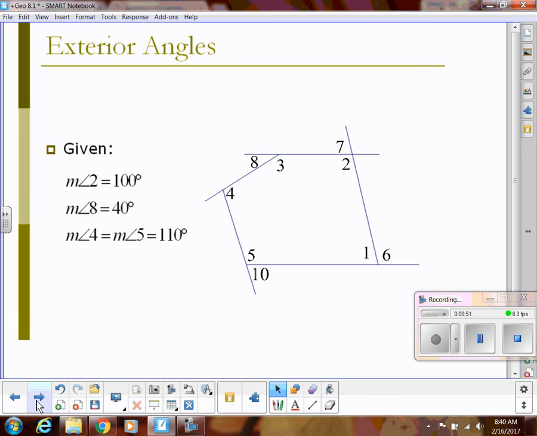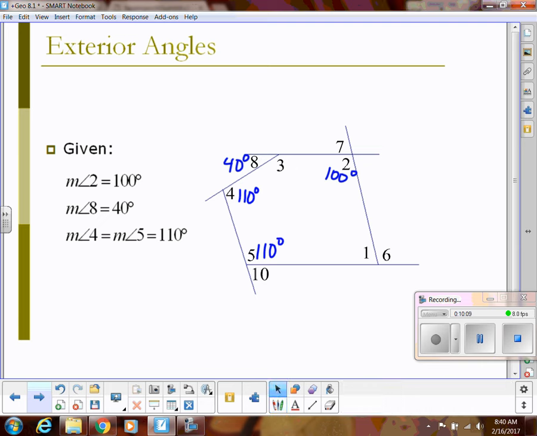So let's do some problems. All right, we're going to try to find the missing angles. So we have measure of angle 2 is 100 degrees. 8 is 40 degrees. 4 and 5 are 110.